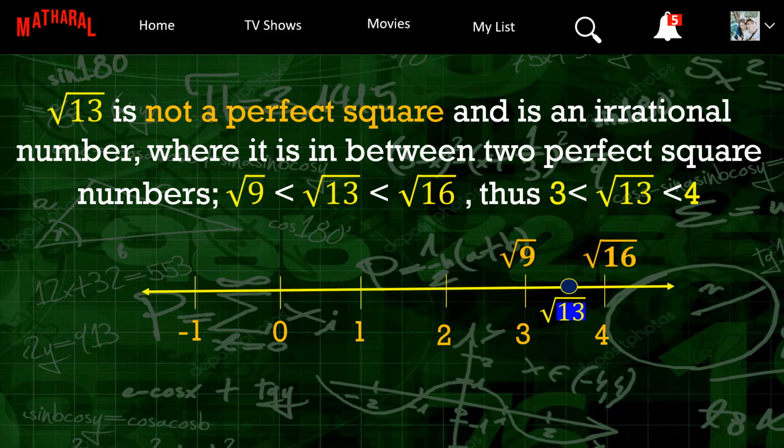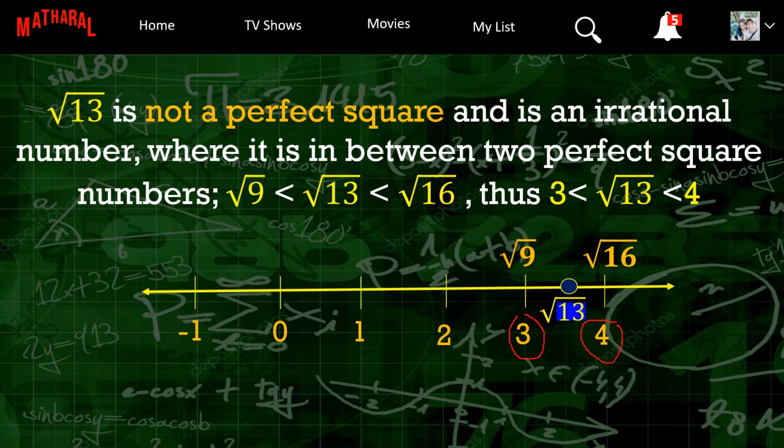Bakit? Ano yung numero na pag minultiply mo sa sarili is 9, and that is 3. Ayan po. 3 times 3 or negative 3 times negative 3, pareho po. Pero we're focusing on the positive lang muna po tayo. Positive integer muna. So, and then, the square root of 16, okay, a number multiplied by itself that produces 16 is 4.